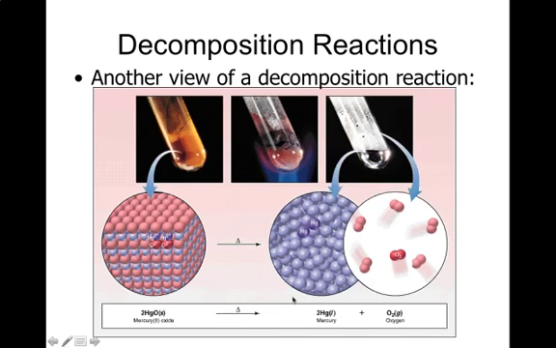Another view of a decomposition reaction. Here we have our mercury oxide molecule. So we have our mercury oxide, that's a solid crystal lattice. We heat it and it breaks up into mercury liquid in a test tube after you've heated the solid, the mercury, and the oxygen gas.